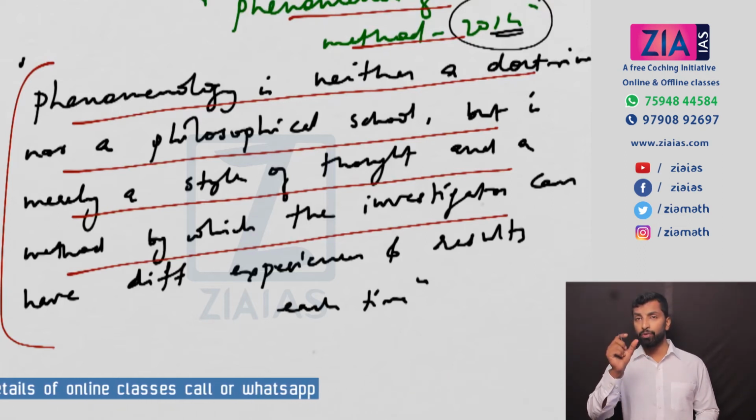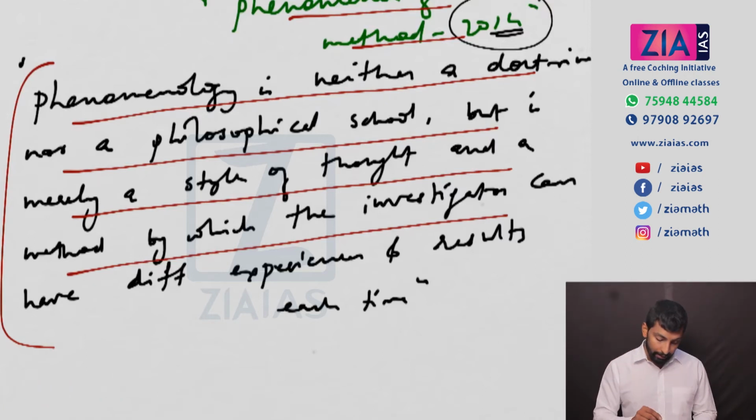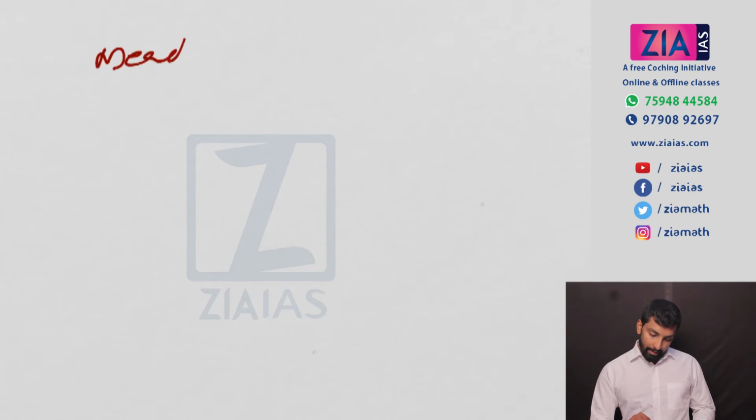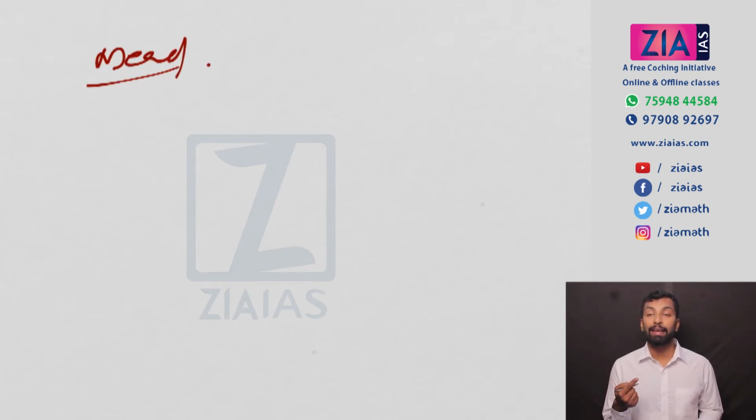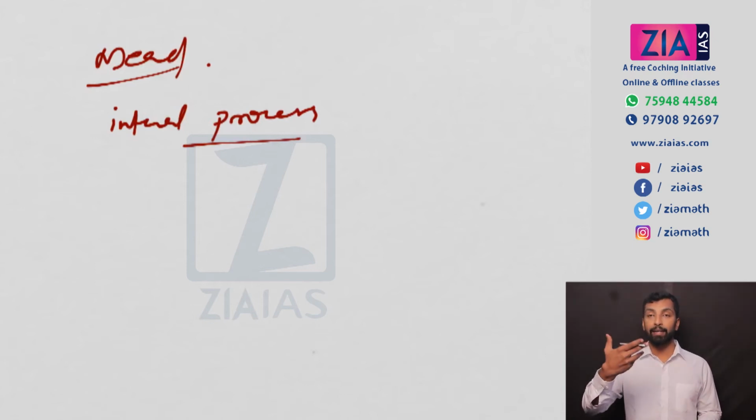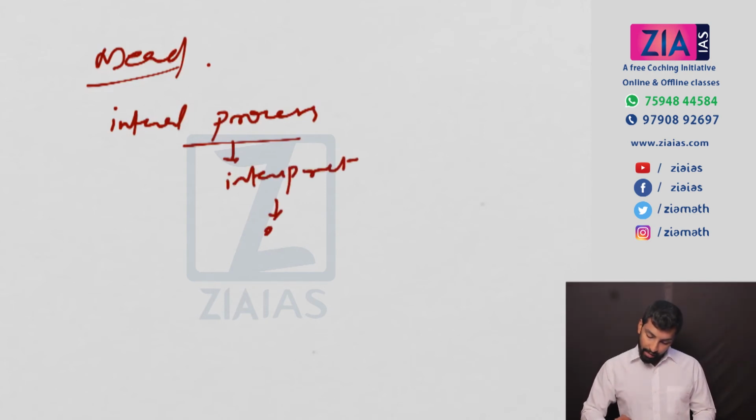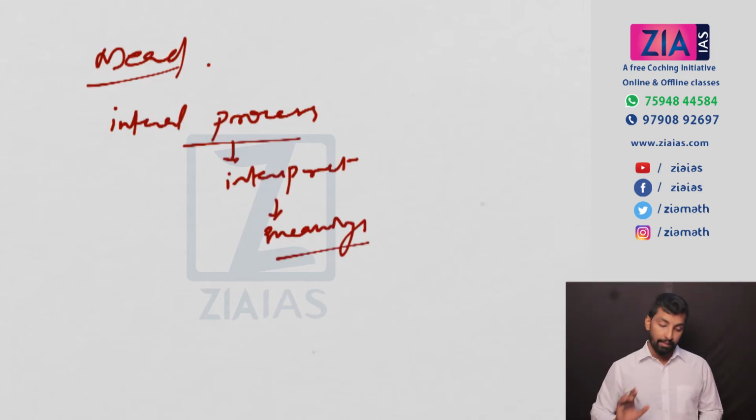Before that, let me quickly discuss interactionism. Symbolic interactionism I have already discussed with you, but I'll give you a few more points. We are talking about Mead. Mead understood human beings and human behavior as governed by internal processes by which people interpret the world around them and give meanings to their own life. We have discussed the same points.